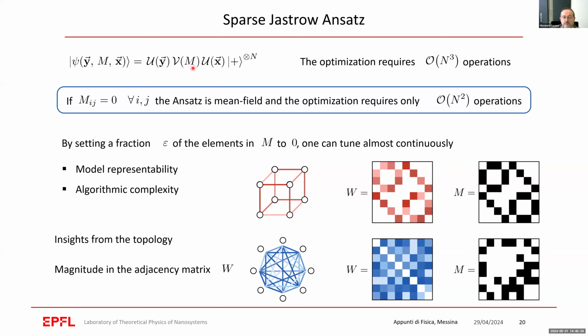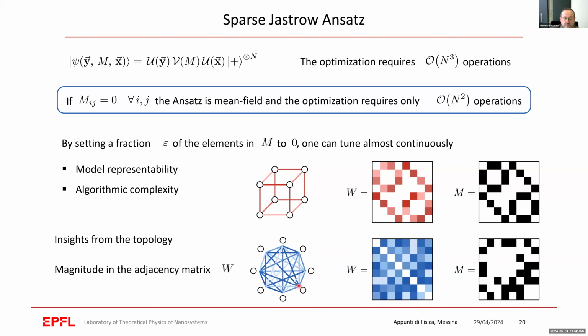This is an approximation because these terms represent entanglement, and these terms represent instead coupling. And entanglement can arise also when two spins are not coupled, because there are spins that are coupled to both of them. And so entanglement can arise also between spins that are not directly coupled to one another.